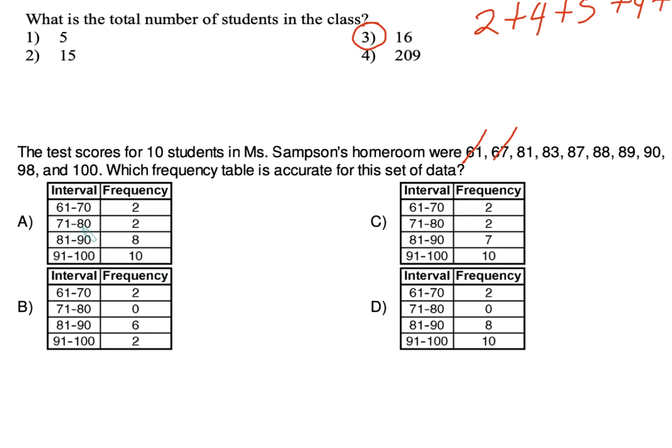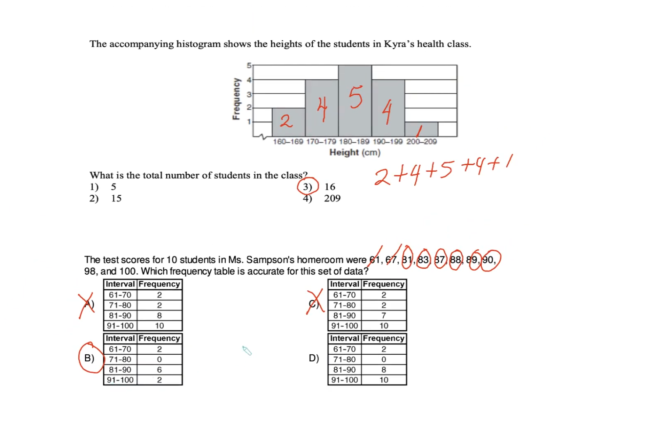Let's look for 71 to 80. Okay, 71 to 80. There's none in that frequency. So we have 0. So we can eliminate C and we can eliminate A. We're looking at the frequency 81 to 90. Okay, 81 to 90. That is 1, 2, 3, 4, 5, 6. So there's 6 of them, 81 to 90. Yep. Which has 6? B. Because 91 to 100, there are only 2.